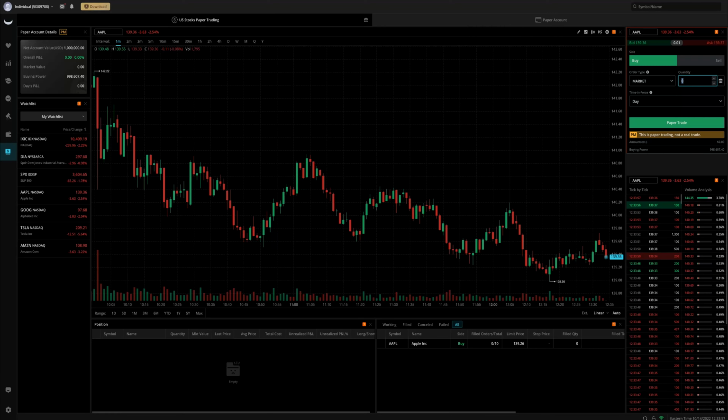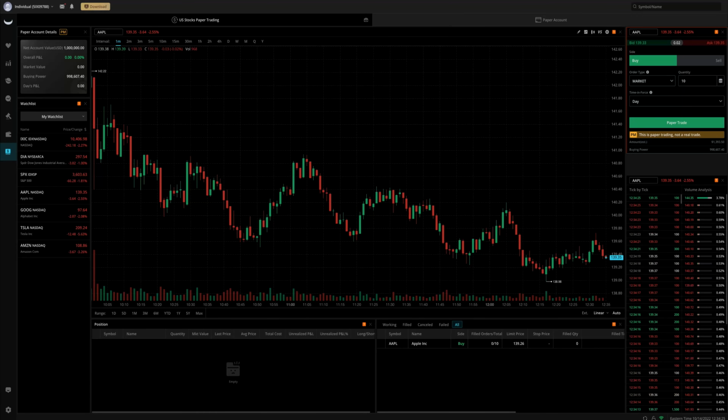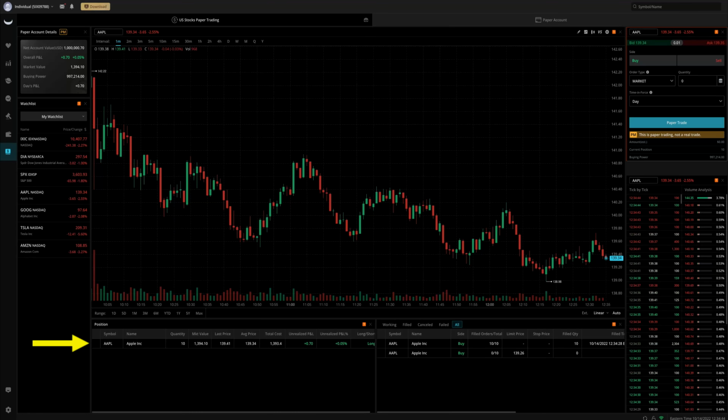Once more, head to the trade box, add 10 shares, pick market and hit trade. The order was filled at $139.34 and now it's on both the position and order tab. On the positions tab, you can see the simple quantity, the market value of your shares, and that is actually the current price multiplied by the number of shares you own, the last price, the average price, and the total cost, which is the amount of money you paid to acquire these shares.